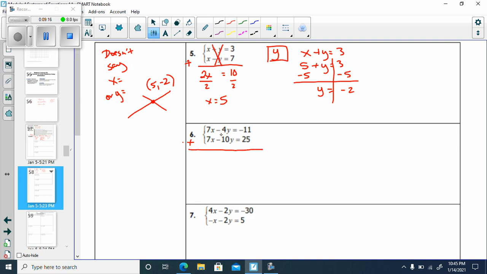Okay? Well, these aren't the same number. The 7's are, so I need to get rid of these. I have a positive 7 and a positive 7. That would give me 14x. That's not what I want. In order to get rid of this 7x, add a 7x plus a negative 7x, I need to multiply everything here by negative 1. Okay? So let's keep what's on top. 7x minus 4y equals negative 11.